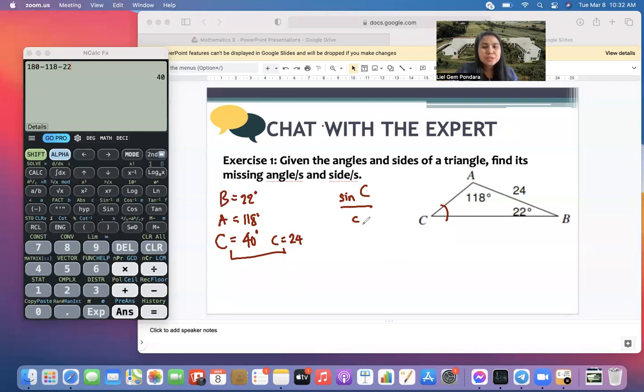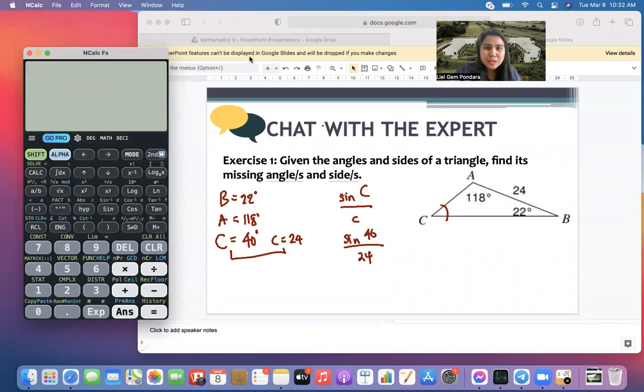Other ways to solve it better. Let's check if we can solve with the ratio first. Sine C, what's our sine C? Sine 40 over 24. You could start solving with this, but the disadvantage is you need to copy all the numbers to get an accurate answer.